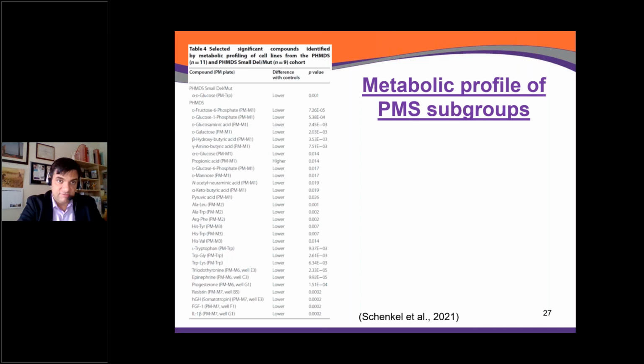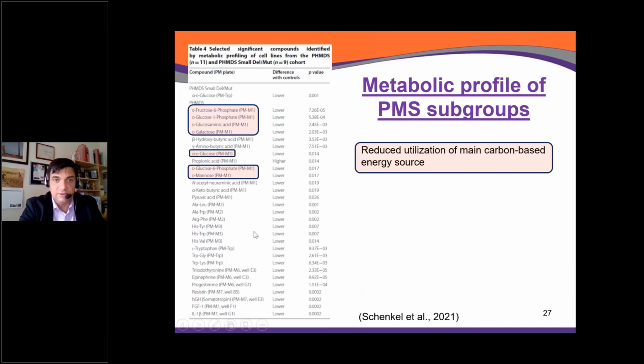these differences. And in fact, when we looked at the same cohort of 11 individuals with large deletions versus 9 individuals with small deletions or SHANK3 mutations, we noticed that the small group only had one well of all the 8 Biolog PMM plates plus the tryptophan plate. Only one was significantly different from controls, while the large group had a series of wells that include, among the others, wells involved in the energy production.